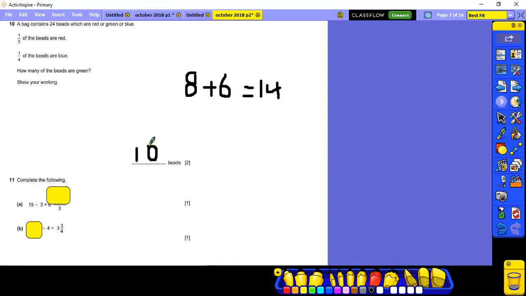Take care, this question is 2 marks because I need you to show your work. If you don't show me your work, actually you lose a mark. So good job. Yes, it's 10, guys.